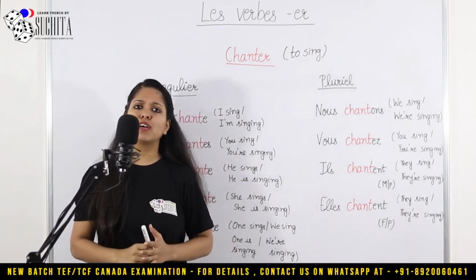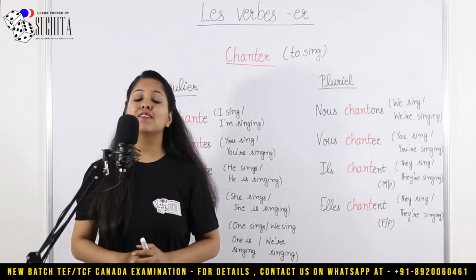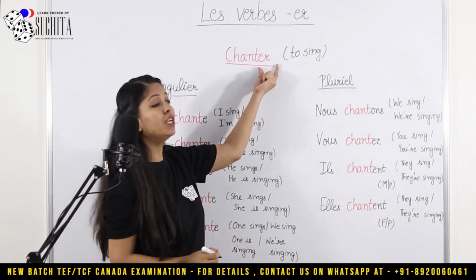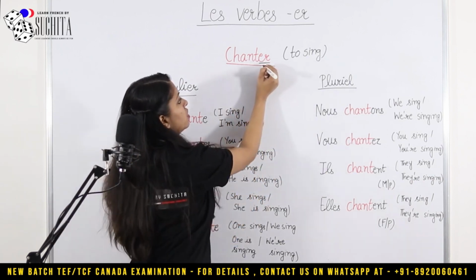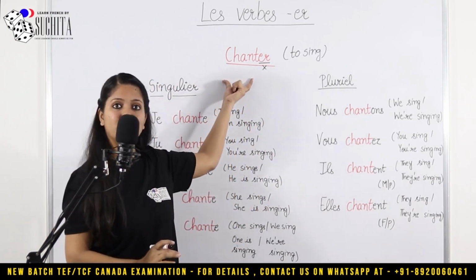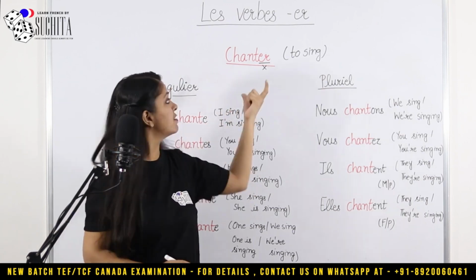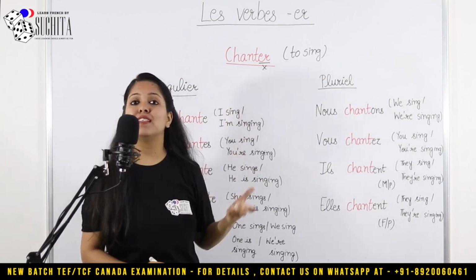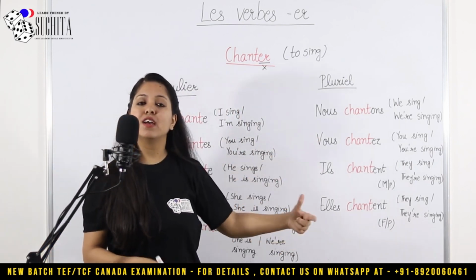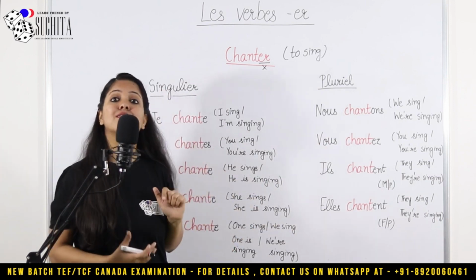Now the golden rule which has to be followed everywhere in all the ER verbs is that you have to drop the ER. So when you drop the ER, you have to drop this, and the radical that is left is C-H-A-N-T. This is known as radical. Now that I am going to write in all the cases with je, with tu, with il, with elle. So all these are the subject pronouns.